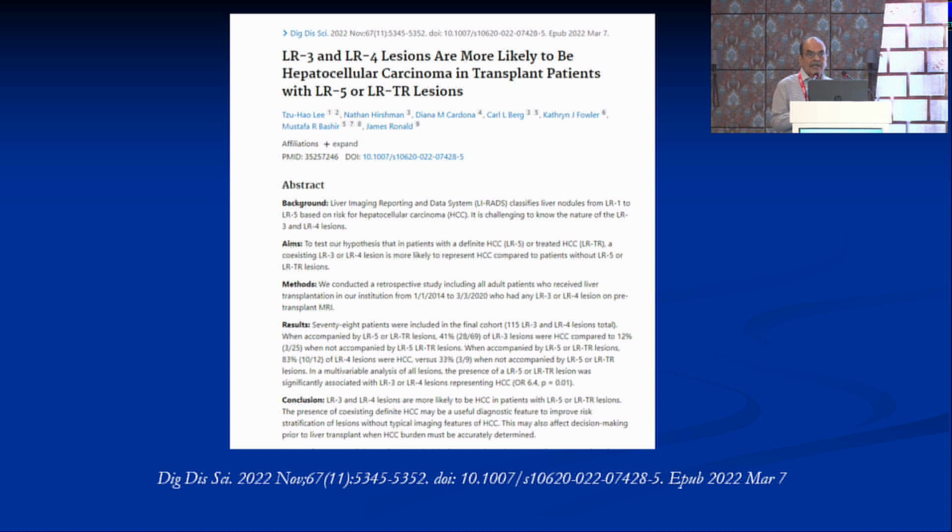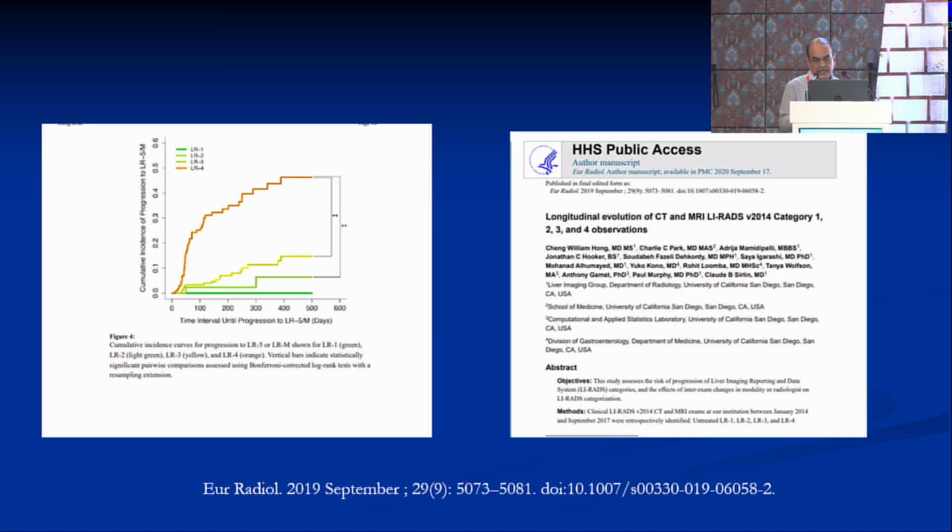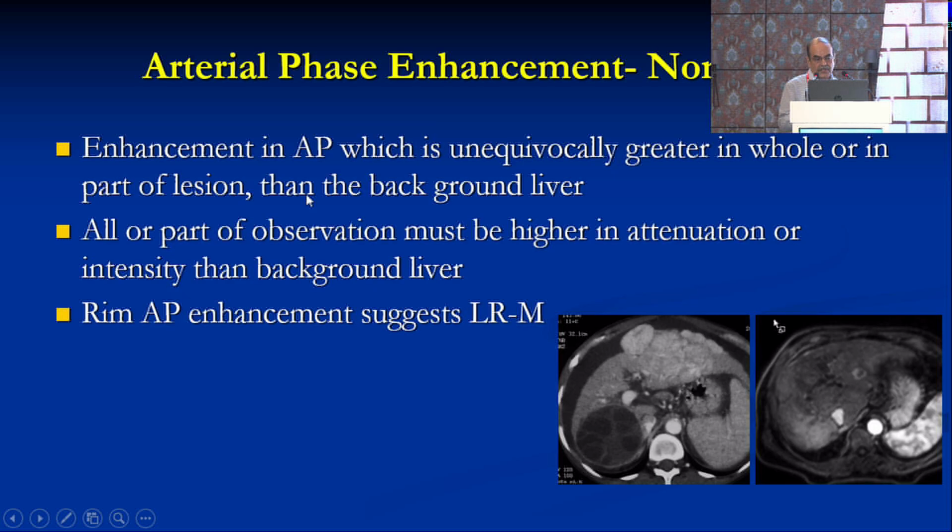And this study showed that if there is a coexisting hepatocellular carcinoma, and in that patient you are picking up LR3 and LR4 lesions, the incidence of those lesions becoming HCC is much higher. So the presence of a coexistent HCC changes the risk score which you will assign to your LR3 and LR4 lesions. This is another study which looked at the longitudinal evaluation of LIRADS 1 to LIRADS 4 observations, and this is the progression curve where the green one represents an LR1 lesion and the orange one represents the LR4 category and shows that there is a much higher incidence of that lesion turning into an HCC.